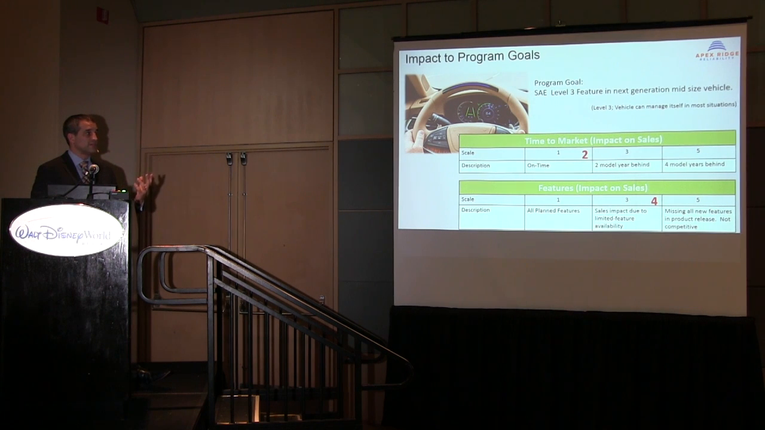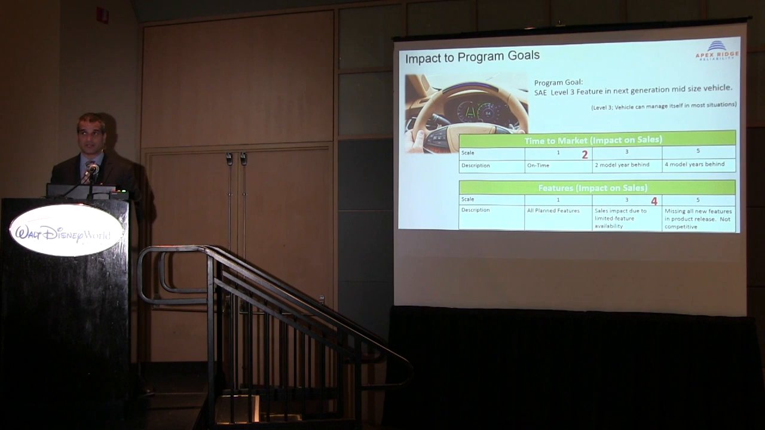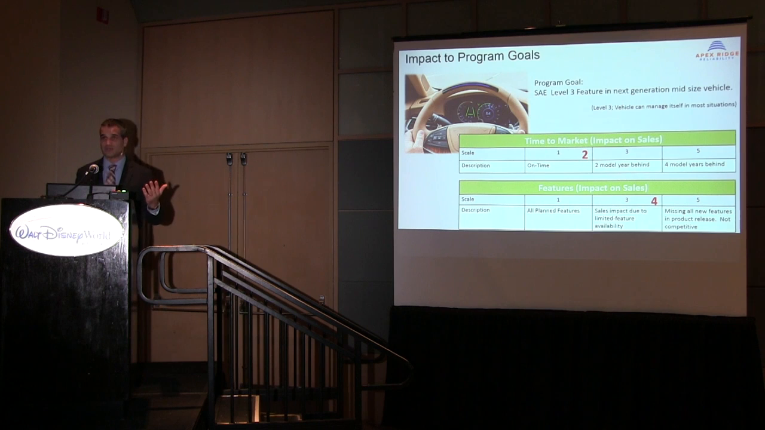And then 4 is given for the impact of sales from the features. So 3 on our scale was sales impact due to limited feature availability, and 5 is missing all new features and product release, so it's no longer a competitive vehicle. So they're very clearly saying here, if we don't get this right, and it's 100% reliable but doesn't have this feature, we're not making that jump to the next level of automation, we're going to have a hard time staying in the market.